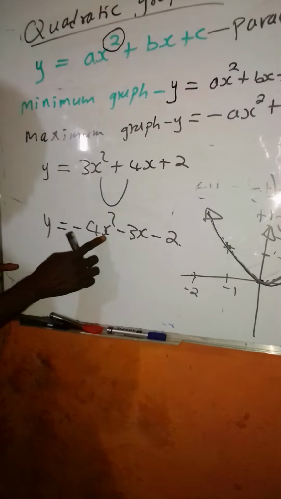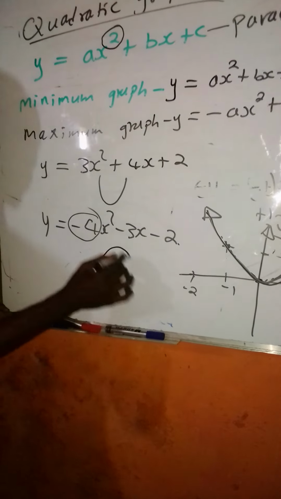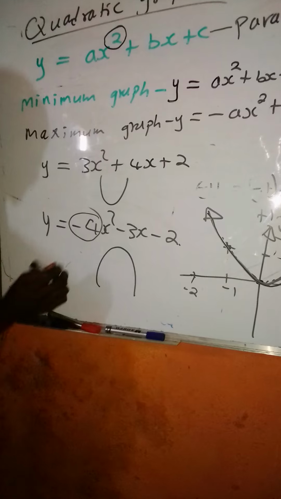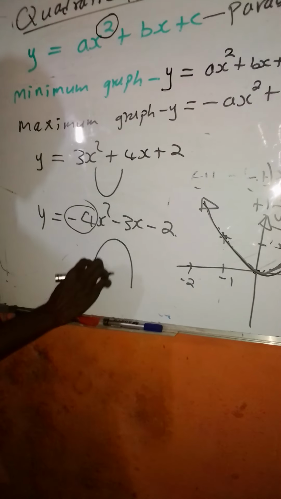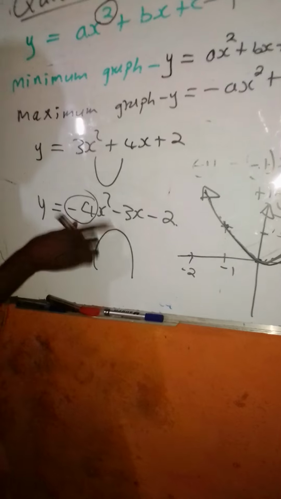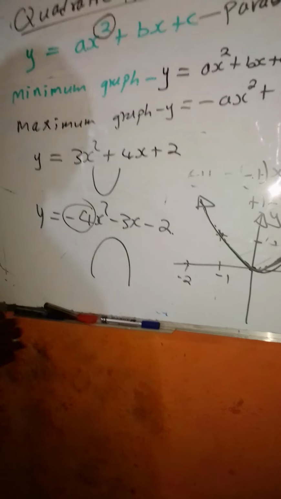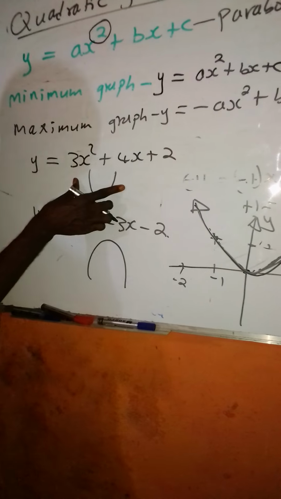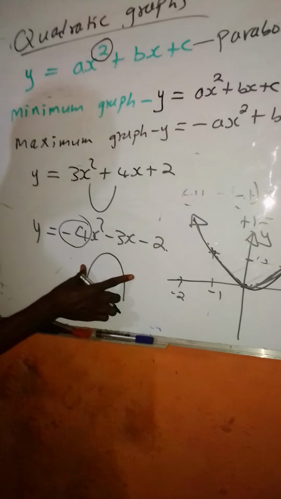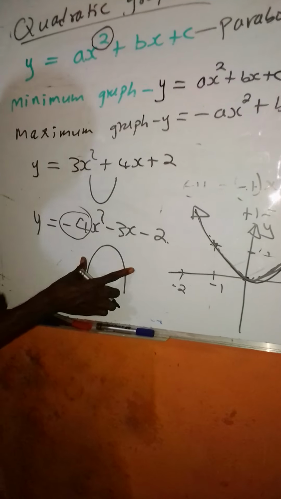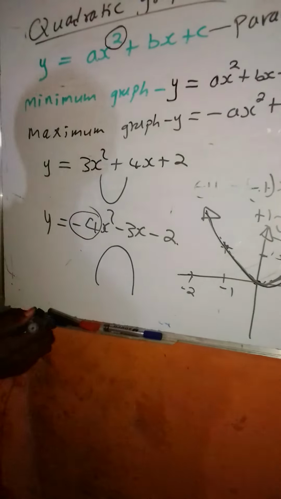The coefficient of this x squared is negative. Since it's negative, it's going to give us a maximum graph. So therefore, all graphs which have a negative coefficient will give us a maximum graph. So these are the two shapes of any parabola or quadratic graph, being it a minimum graph which has a positive coefficient, or a maximum graph which has a negative coefficient. So these are the two shapes. So thank you. Stay blessed.